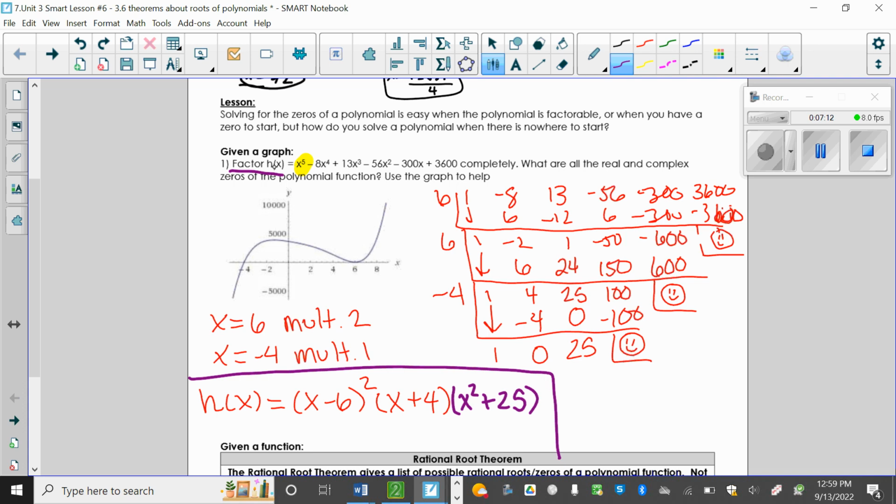Check, we did that. Now, what are all the real and complex zeros? I know 6 is a zero with multiplicity of 2, -4 is a zero, and then x squared plus 25. Let's solve for those zeros. Subtract 25, take the square root, and we get plus or minus 5i, because the square root of -25 is imaginary.